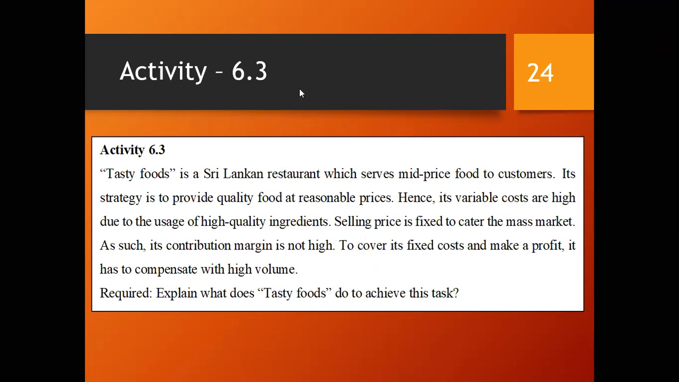Yeah, the task is not any calculation. Tell me, what should Tasty Foods do to have more profits? Of course, one way is to increase the volume. In what ways can Tasty Foods increase the volume, or in what ways can Tasty Foods increase the profit if this is the situation? Simply think, what are the ways in which Tasty Foods can increase the profit, in addition to increasing the volume?